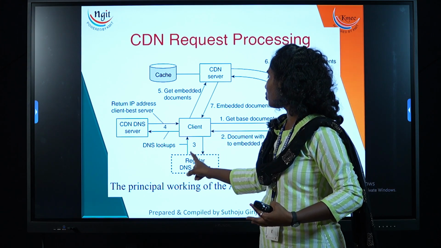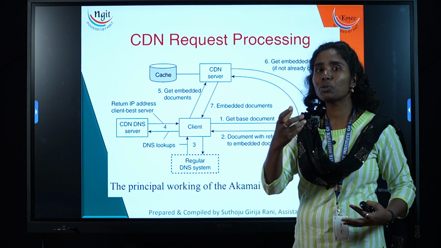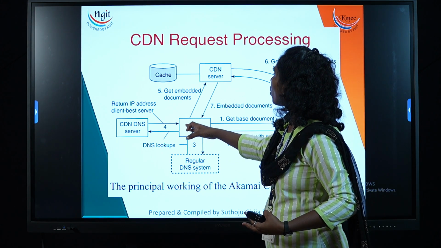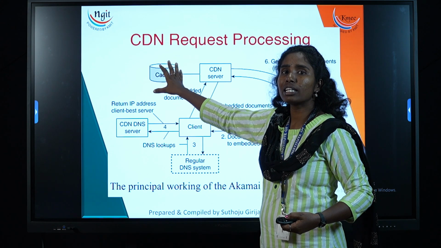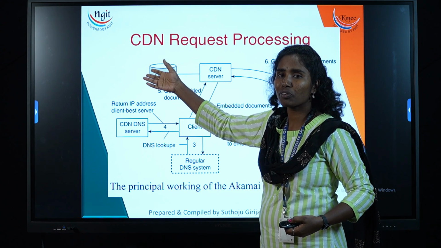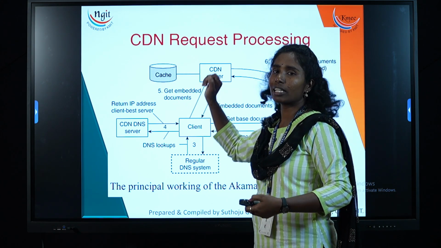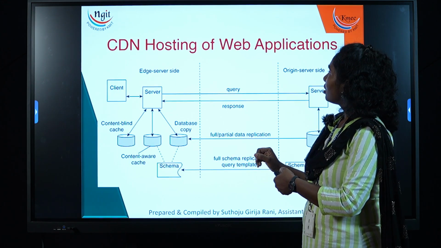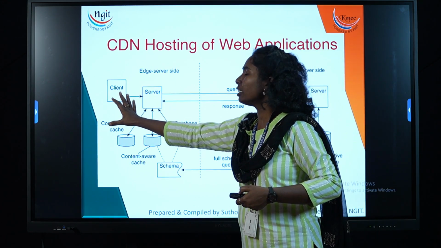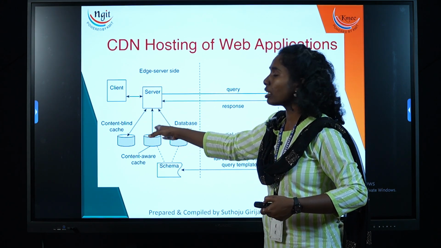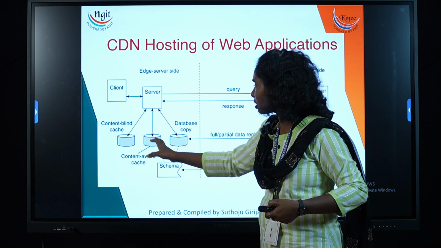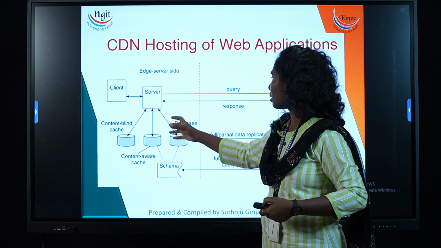I have communicated here and I have given that document reference. That document reference goes through the DNS system, based on the domain name I have asked for. All those embedded objects will be obtained from the CDN server. If the content is requested a number of times, I mean frequently, then I will be getting that data. So this is the hosting application. The client asked for so and so application through the server. From the content caches, I will be enabling the database I want.